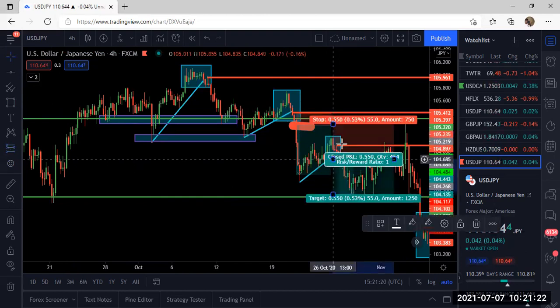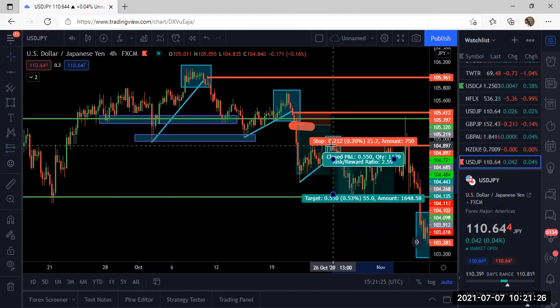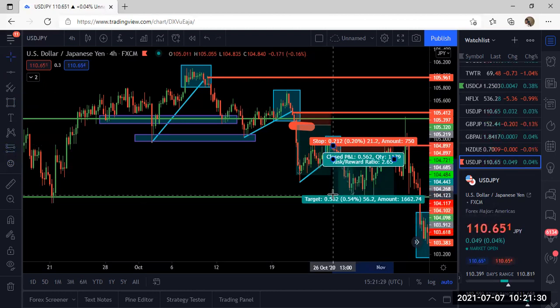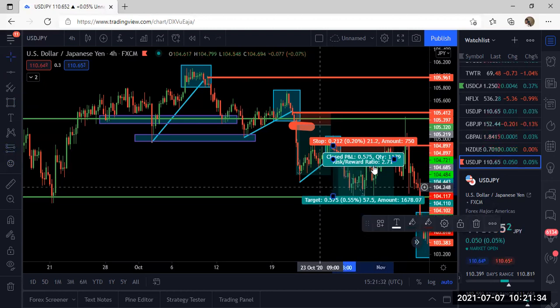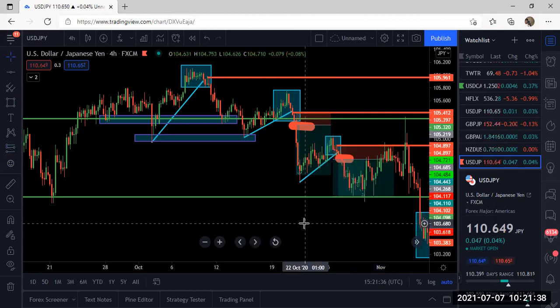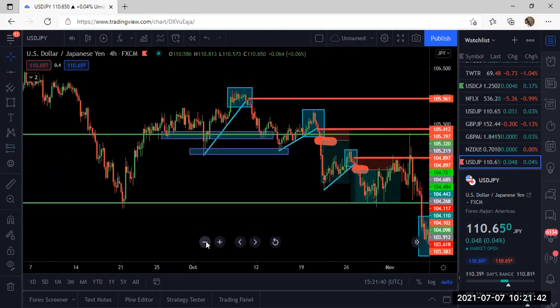All right, come here. Come on. Risk 20 pips to make 50. Look at that. Easy money. Easy money.